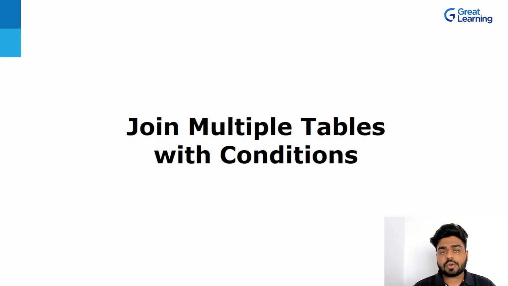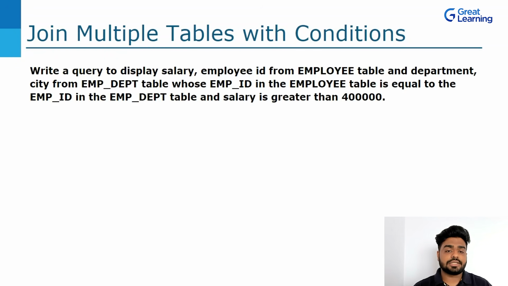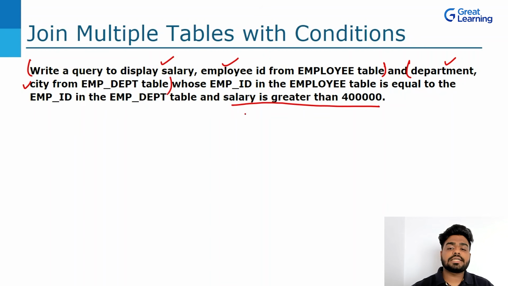With conditions we have seen one example, but here we will see one more example to understand how we can join multiple tables with a condition. Write a query to display salary and employee ID from the employee table. This is one part. And department and city from the employee department table. This is another part. Whose employee ID in the employee table is equal to the employee ID in the employee department table, and salary is greater than 4 lakh. So this is one of the conditions: salary should be greater than 4 lakh.